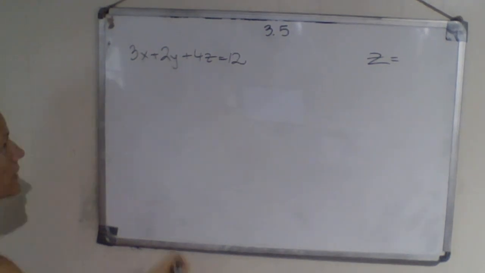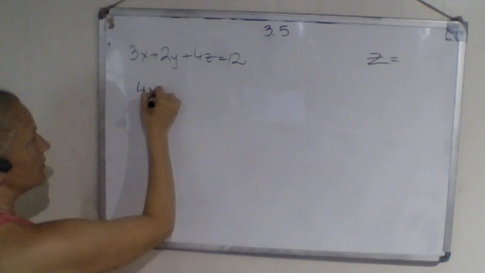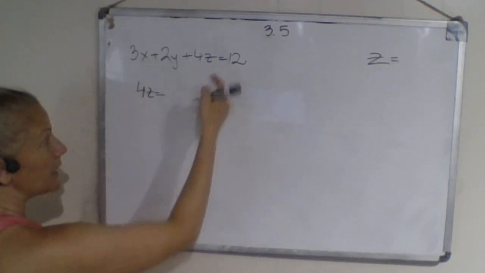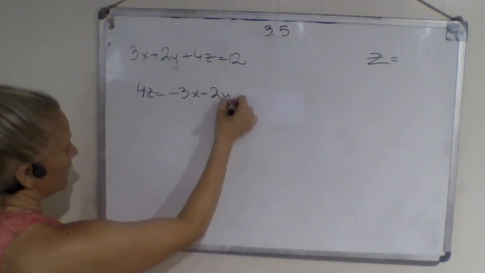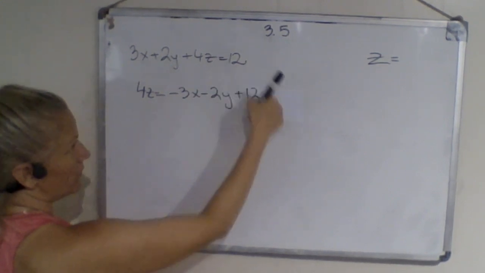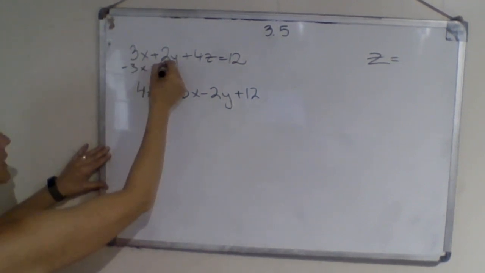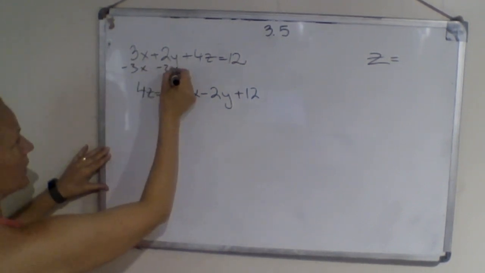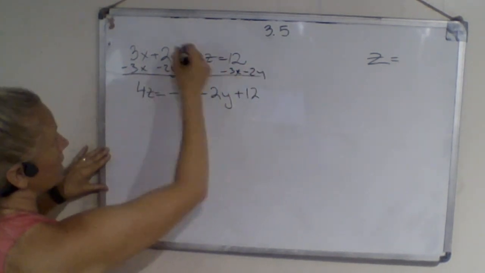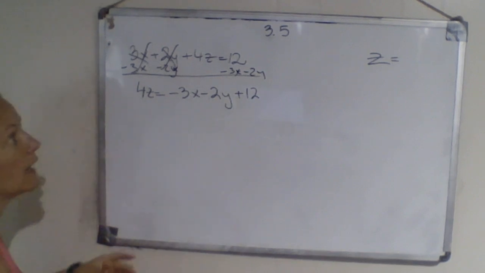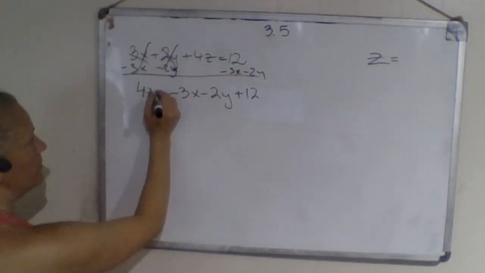So first things first, I'm going to move my x and my y on the other side and end up with 4z equals, to move them on the other side, I have to make them opposites. Negative 3x minus 2y, and then I still have a 12 that follows through. Why did I do this, guys? Negative 3x, negative 2y. This is gone, this is gone. I'm skipping steps now and then because I'm thinking we're past algebra 1.